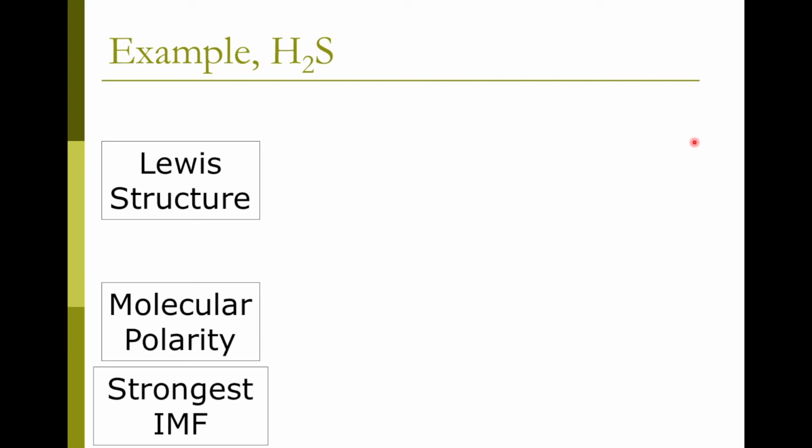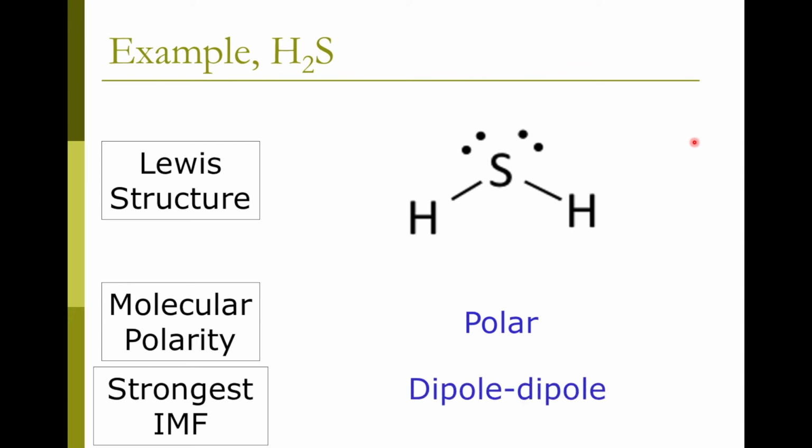So hydrogen sulfide, or dihydrogen sulfide, its Lewis structure looks like this. It looks very similar to water. So it's going to be polar. So it could be either hydrogen bonding or dipole-dipole. Which one is it going to be? It's going to be dipole-dipole because hydrogen bonding requires there to be either fluorine, oxygen, or nitrogen. That is not either one of them, so it's only going to be dipole-dipole.